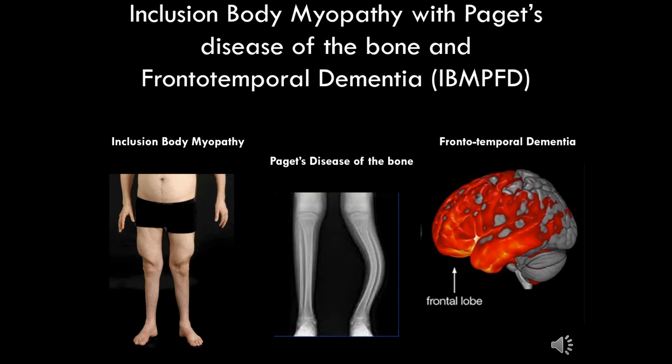The first symptom is inclusion body myopathy, and this symptom causes muscle weakness around the skeletal muscles and affects roughly 90% of individuals suffering from IBM-PFD.